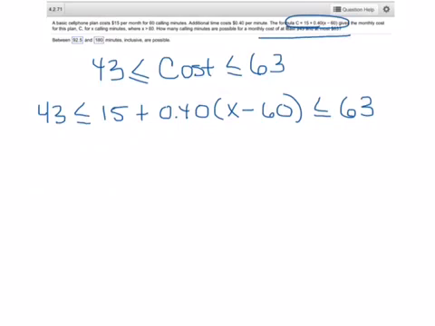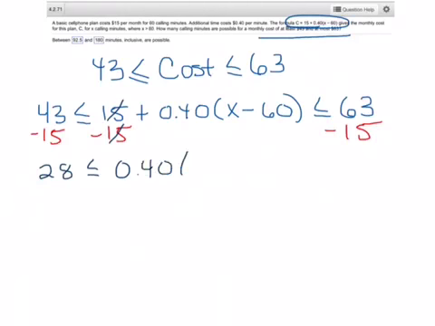So the first thing we want to get rid of is the 15 here. So if we would like to subtract the 15 to make that cancel, let me do that in red. If we would like to subtract that 15, that's perfectly fine. We just have to balance our inequality by doing the same thing to all three sides. So that now what we're left with is 43 minus 15 is 28, which is less than or equal to, these guys cancel, so we just have the 0.40 times the quantity x minus 60, which is less than or equal to 63 minus 15 is 48.